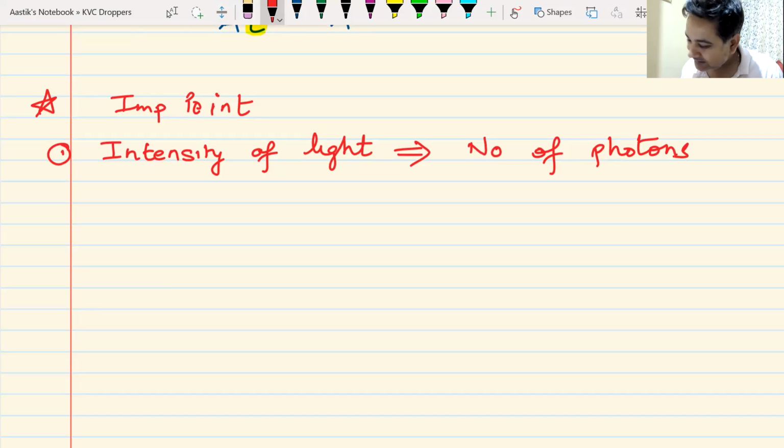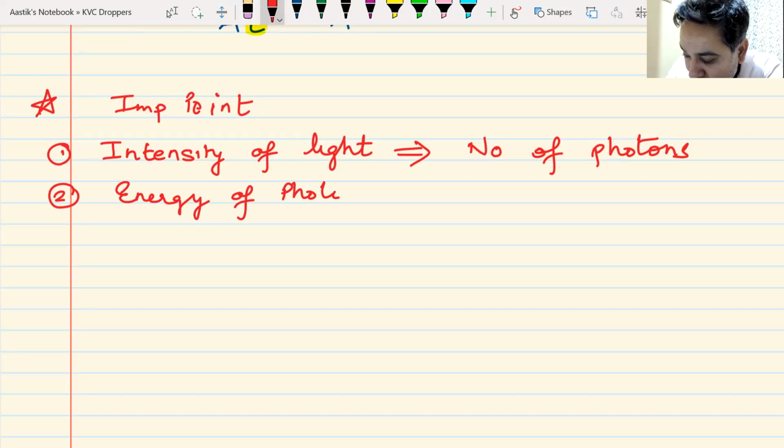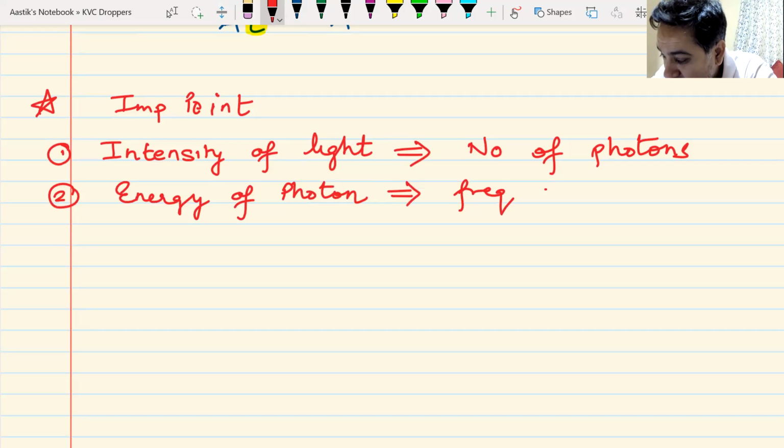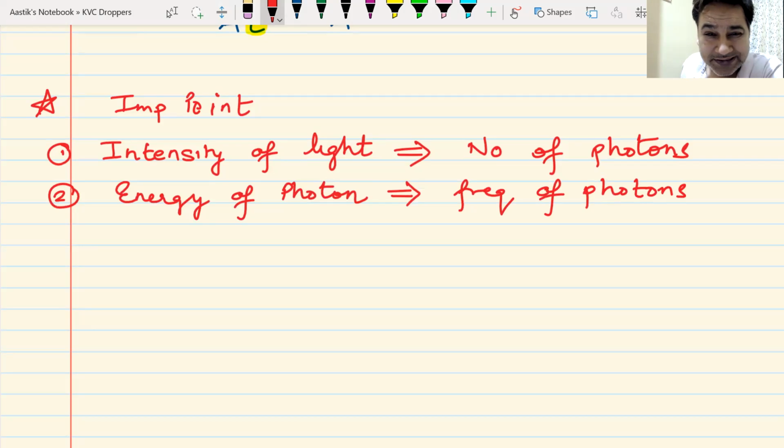What is the second thing about light that you are concerned with? The second thing is the energy of light. How much energy does this light have? Energy of light, or energy of photon, depends on what? It depends on the frequency of photons. What frequency they are falling at. More the frequency, more the energy. More the number, more the intensity.